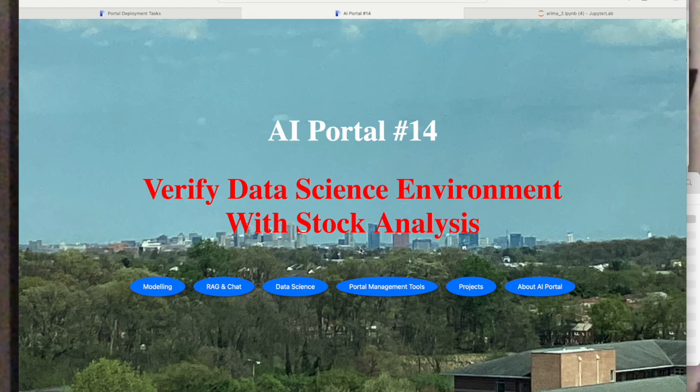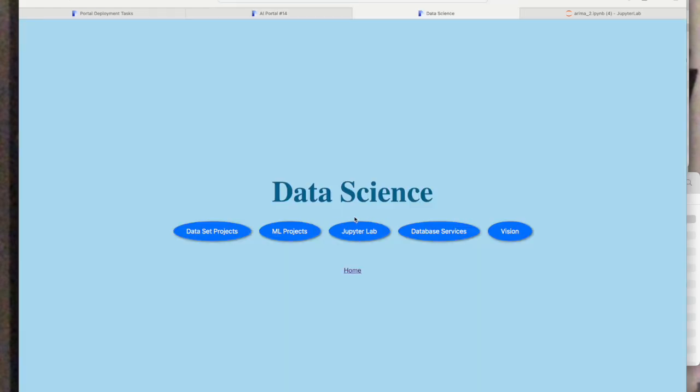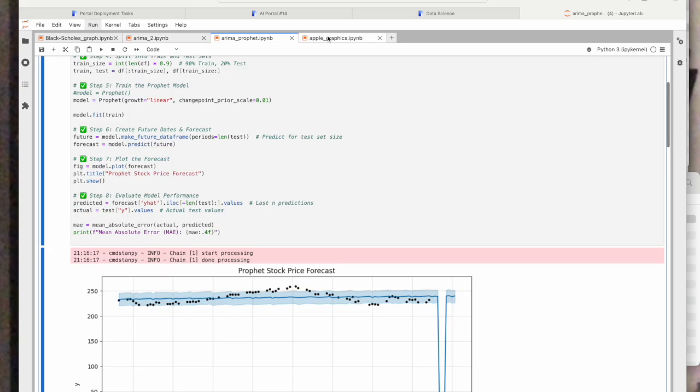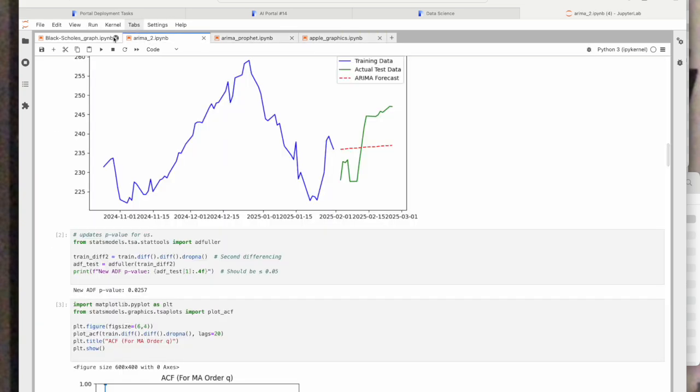AI portal number 14. Today we're going to verify our data science environment by looking at some stocks and analyzing the stock charts here. Click on data science. We have Jupyter Lab here, and we're going to go over to another tab where we've got our 3 happy exhibits laid out here. We're going to close that.